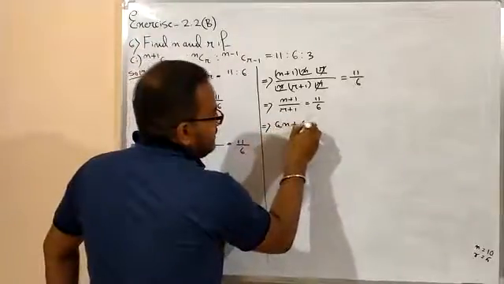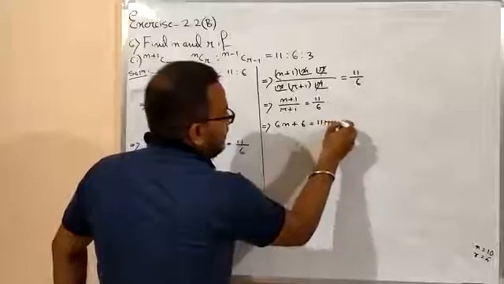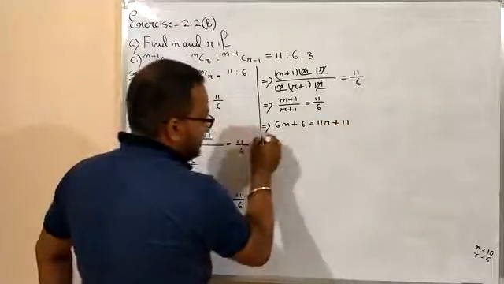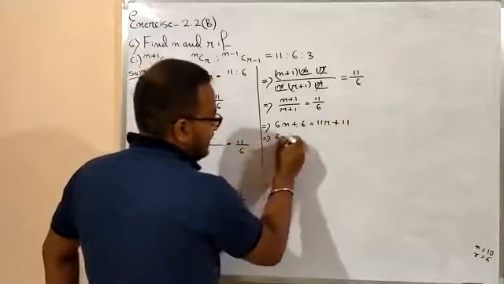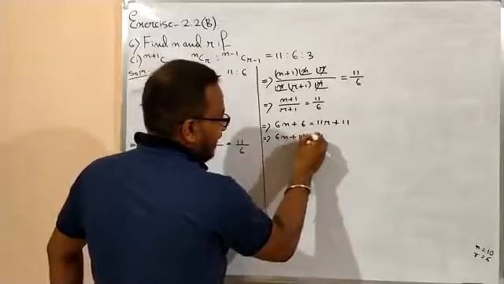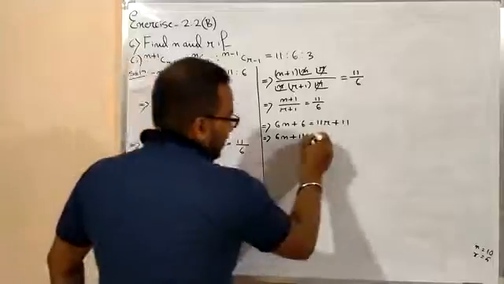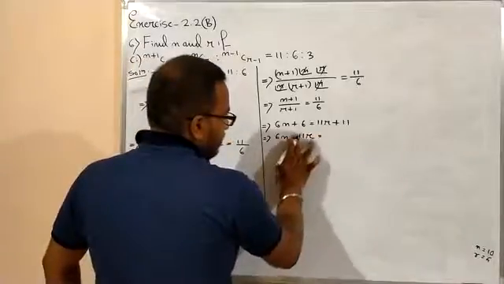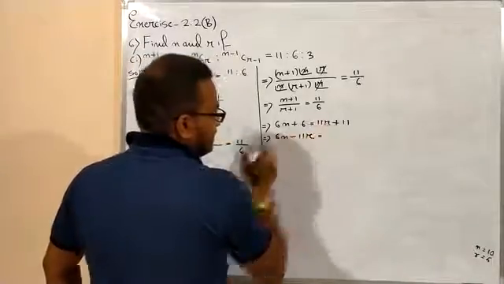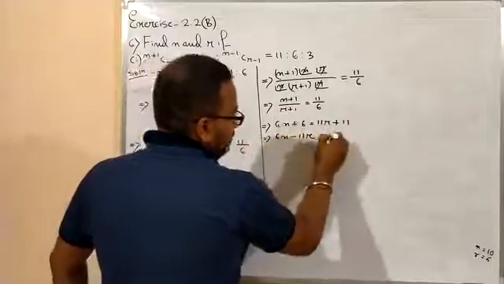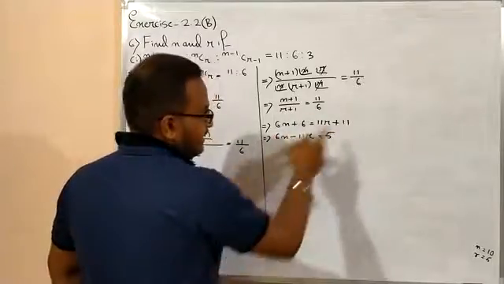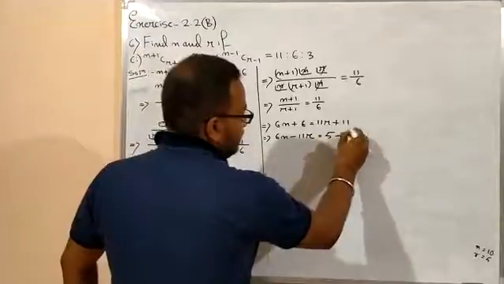6n plus 6 equals to 11r plus 11, right? So it is nothing but 6n minus 11r equals to 5, since 11 minus 6 is 5. Give it equation number 1.